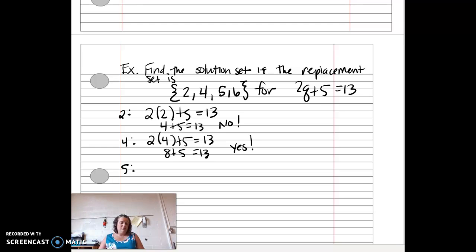5, proving that this one does not go in there. 2 times 5 plus 5 equals 13? 10 plus 5 does not equal 13, so nope, that one's not going to go in there.